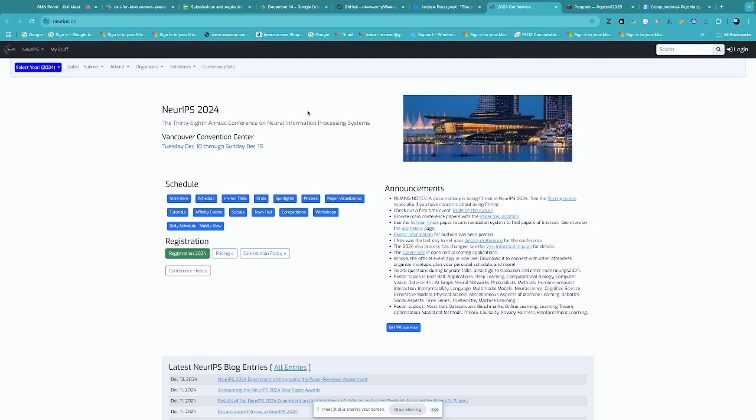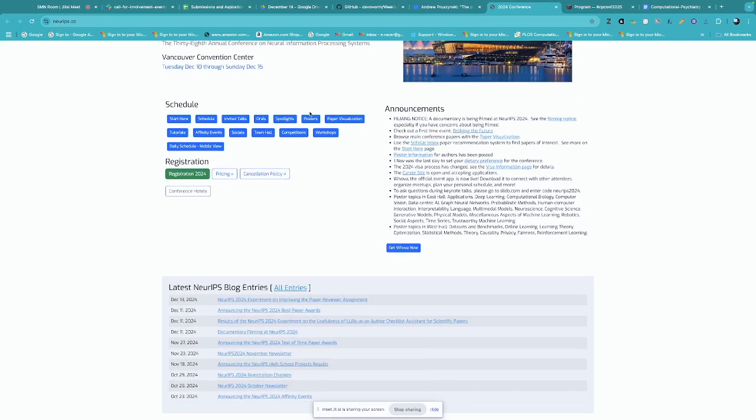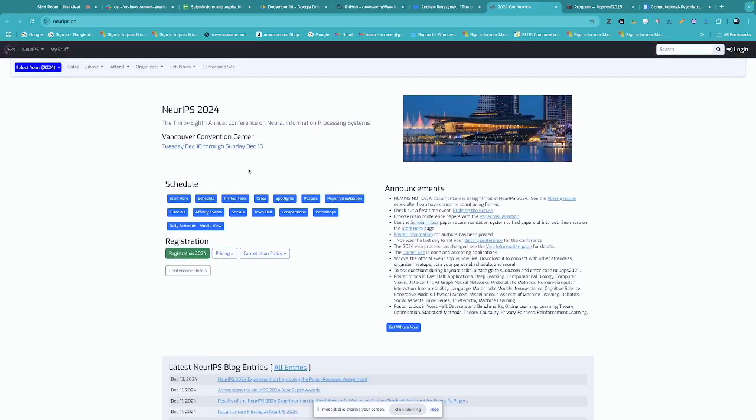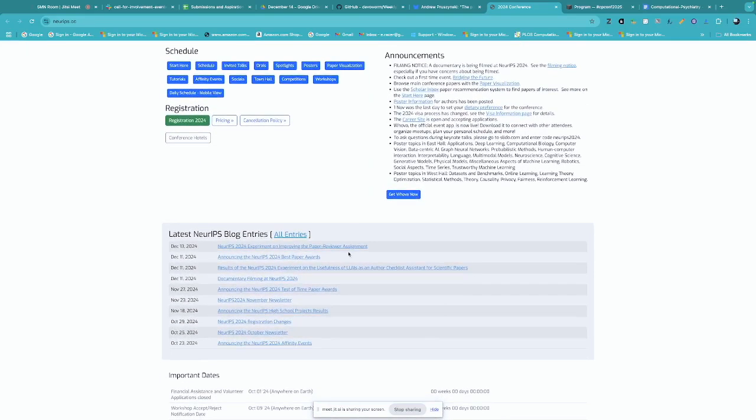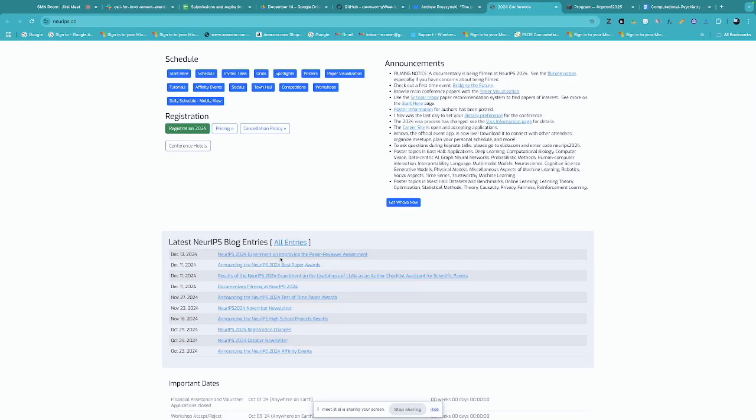So this is the NeurIPS 2024 site again. Now they're into the conference, so it's going through Sunday. So they've, I think, covered a lot of things already. Let's see, they have some blog entries from this year. A couple blog entries already. The first one from December 11th was documentary filmmaking at NeurIPS. There was this other thing on results of the NeurIPS 2024 experiment on the usefulness of large language models as an author checklist assistant for scientific papers. Then they had the announcing the NeurIPS 2024 Best Paper Awards, and then they had the NeurIPS 2024 experiment on improving the paper review assignment.